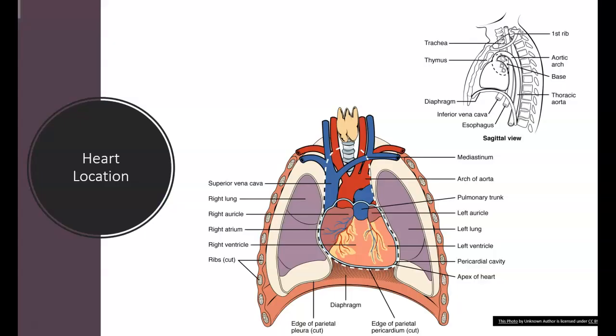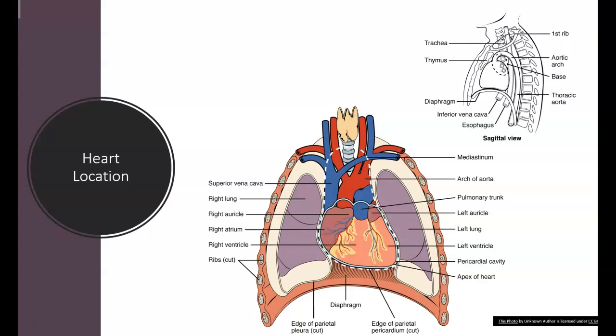So first of all, let's look at the location of the heart within the thoracic cavity. The heart is located in the middle of the thoracic cavity, right between the lungs, in a space known as the mediastinum. You can see here how the lungs make way for the heart in this particular area. Within the mediastinum, the heart is separated from other mediastinal structures by a tough membrane called the pericardium.